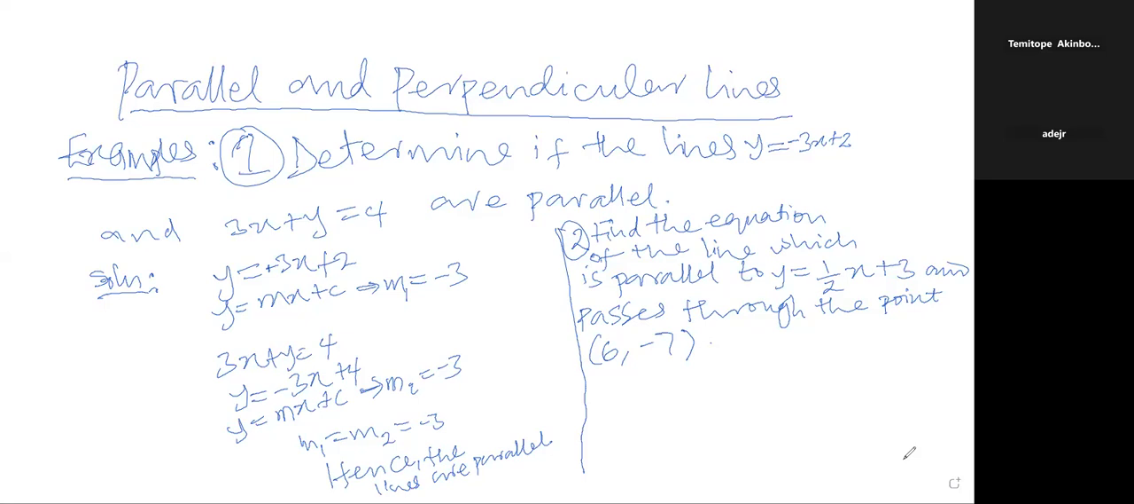Find the equation of the line which is parallel to y equals 1 over 2x plus 3 and passes through the point 6, minus 7. So in other words, you should find the equation of the line that passes through that point 6 comma minus 7, but that line is now parallel to y equals 1 over 2x plus 3. So how do you intend to do that?